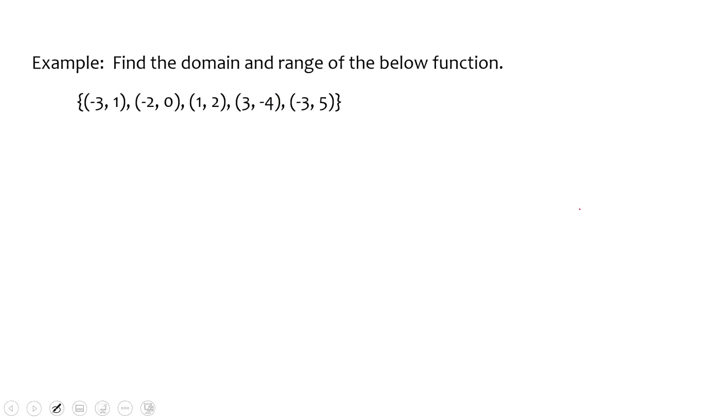Okay, so here's our first example. We're going to take this function that we have. They've given us a bunch of points. We're trying to figure out what the domain and the range are of this group of points. So we're going to start off with our domain. We always start with the x values first.